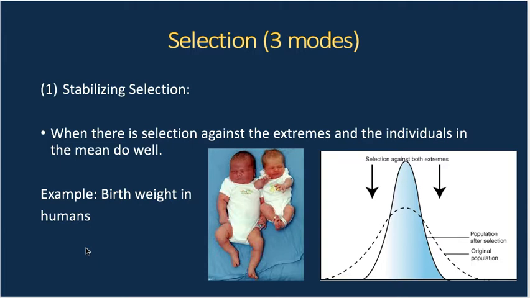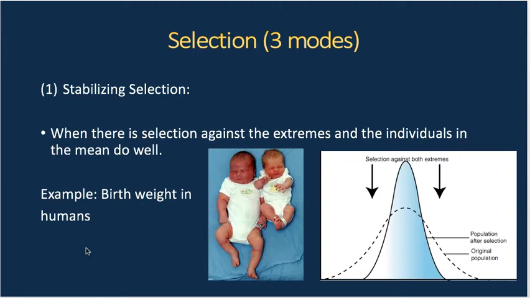Now, when we have stabilizing selection here, what we're talking about is a situation where individuals with extreme forms of the trait tend to do very poorly. So for birth weight, babies that are born at low birth weight tend to have poor outcomes. They have poor health later in life. They tend to have higher rates of SIDS and things like that. Overall, babies that have low birth weight tend to do poorly.